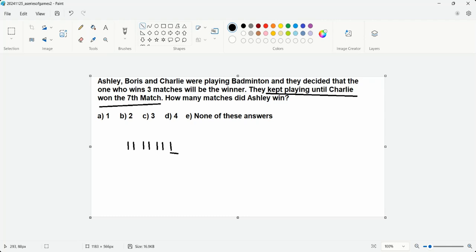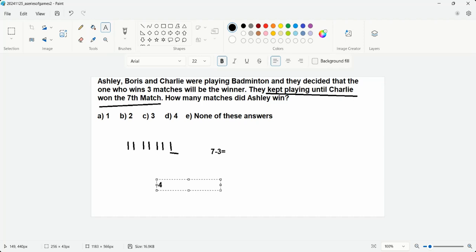So we know that Charlie won 3 matches. So out of 7, he won 3. So the rest of the matches were won by the other players, right? So 7 minus 3. So 7 is the total number of matches that happened, and Charlie won 3. So 7 minus 3 is the total number of matches that the other players won. So now we have Ashley and Boris, who in total won 4 matches, right? Because there are only 4 matches left to win. So now they're asking how many of these Ashley won.